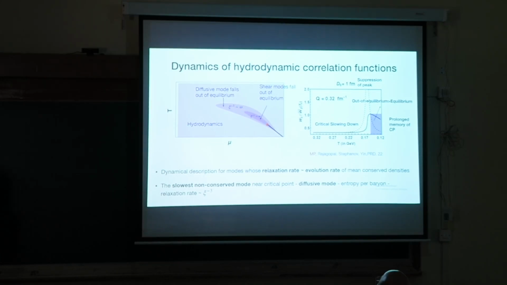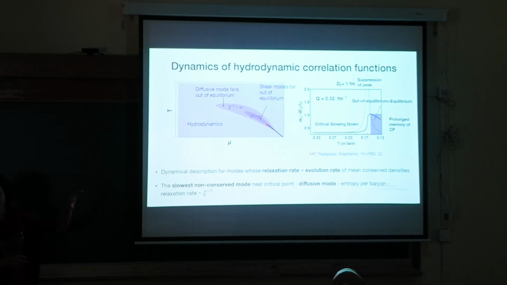Close to the critical point, the way in which these modes fall out of equilibrium is also somewhat universal. The slowest non-conserved mode near the critical point corresponds to the correlation function of this diffusive mode, which is called the entropy per baryon. Entropy per baryon is just diffusive, it does not propagate, it goes as k squared, and the relaxation rate for that essentially goes as correlation length to the power -3, meaning at the critical point this becomes 0.